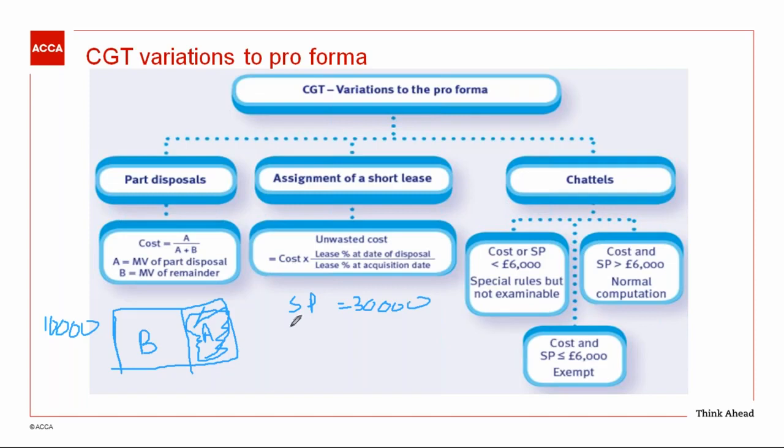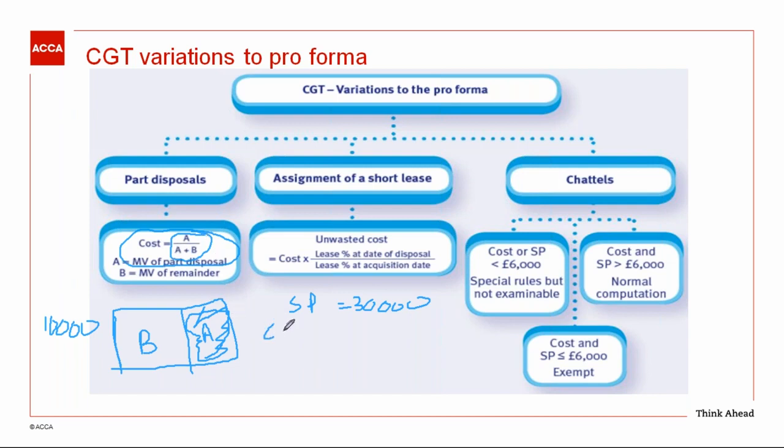Then a question arises, what is the cost attributable to part A? Because you bought the whole land for 10,000 pounds, but you're not selling the whole land here. You're merely selling part of the land. So then we have to find out of this 10,000 cost, what is the cost attributable to part A only? And for that purpose, we are using this formula. So the cost 10,000 is for the whole land, and must be split between A and B. How do you split this cost between A and B? Using this formula, that is A divided by A plus B into cost.